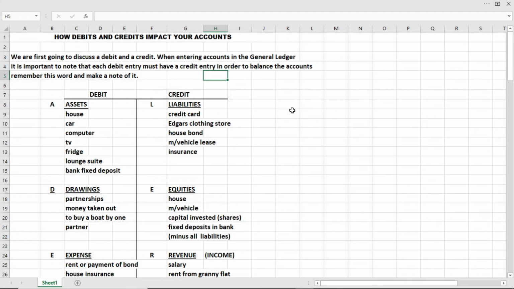Today we're going to be talking about how debits and credits impact your accounts.